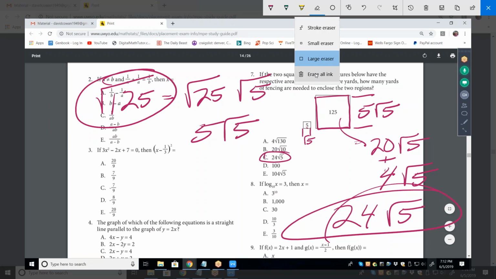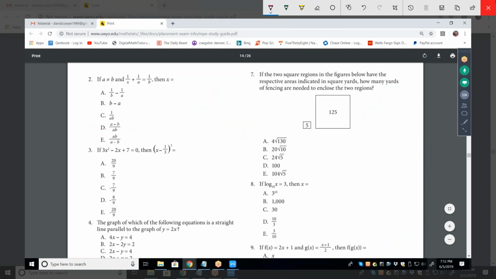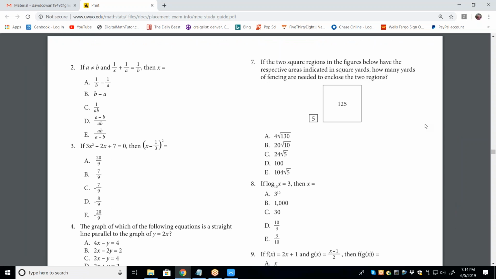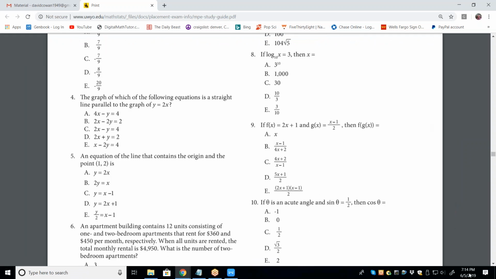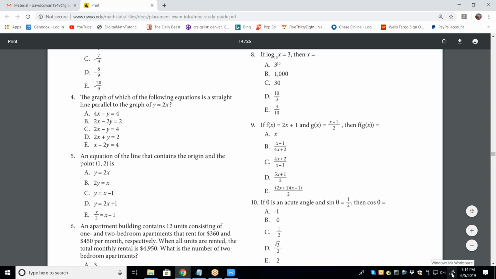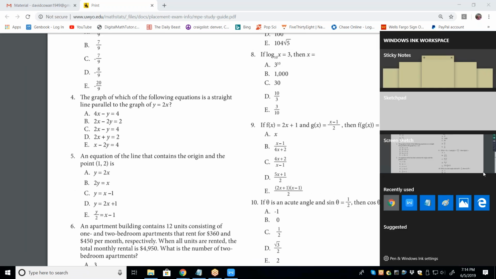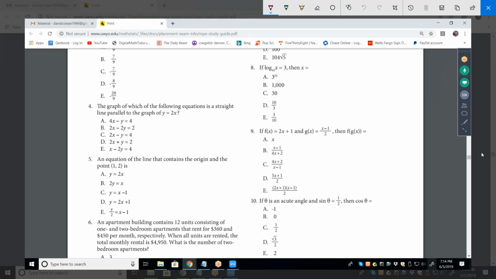Okay. All right, logs. Let's talk about logs. Well, no, logs really aren't tough. You just got to memorize a few things.